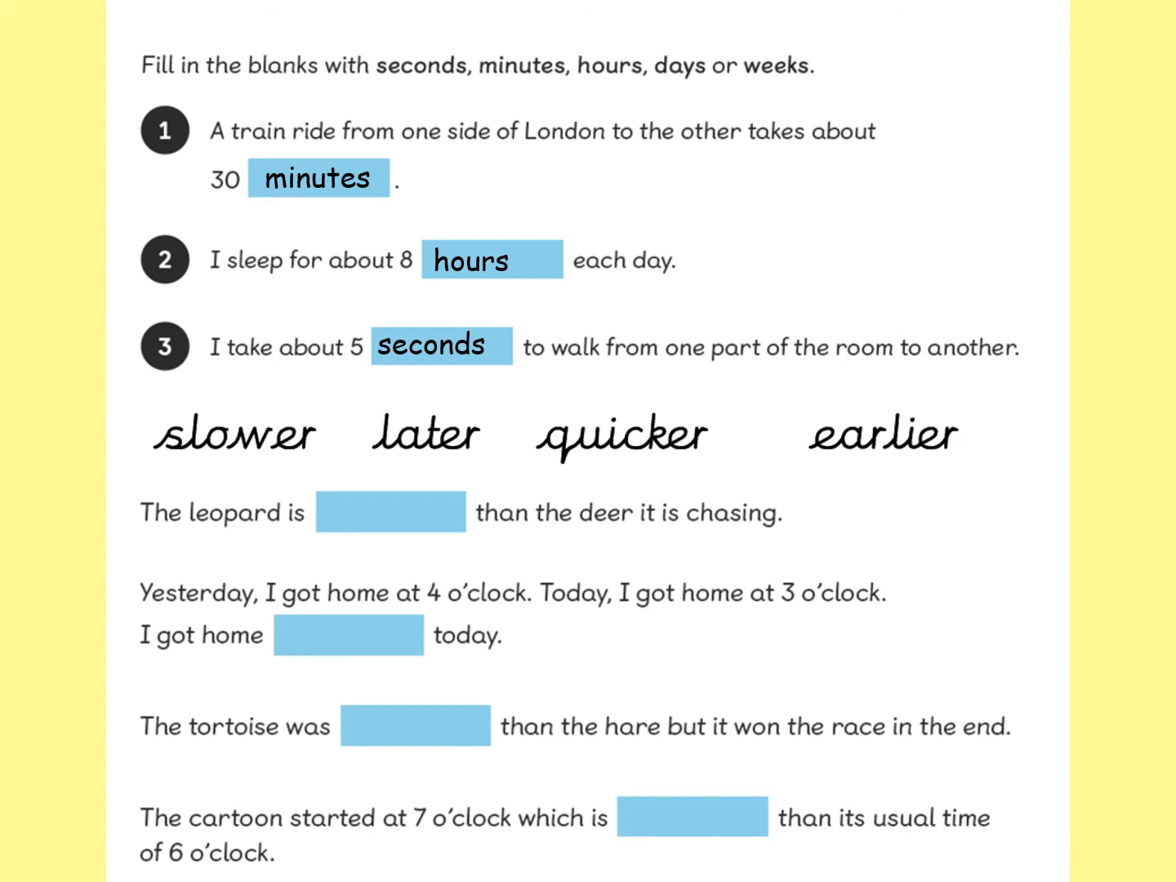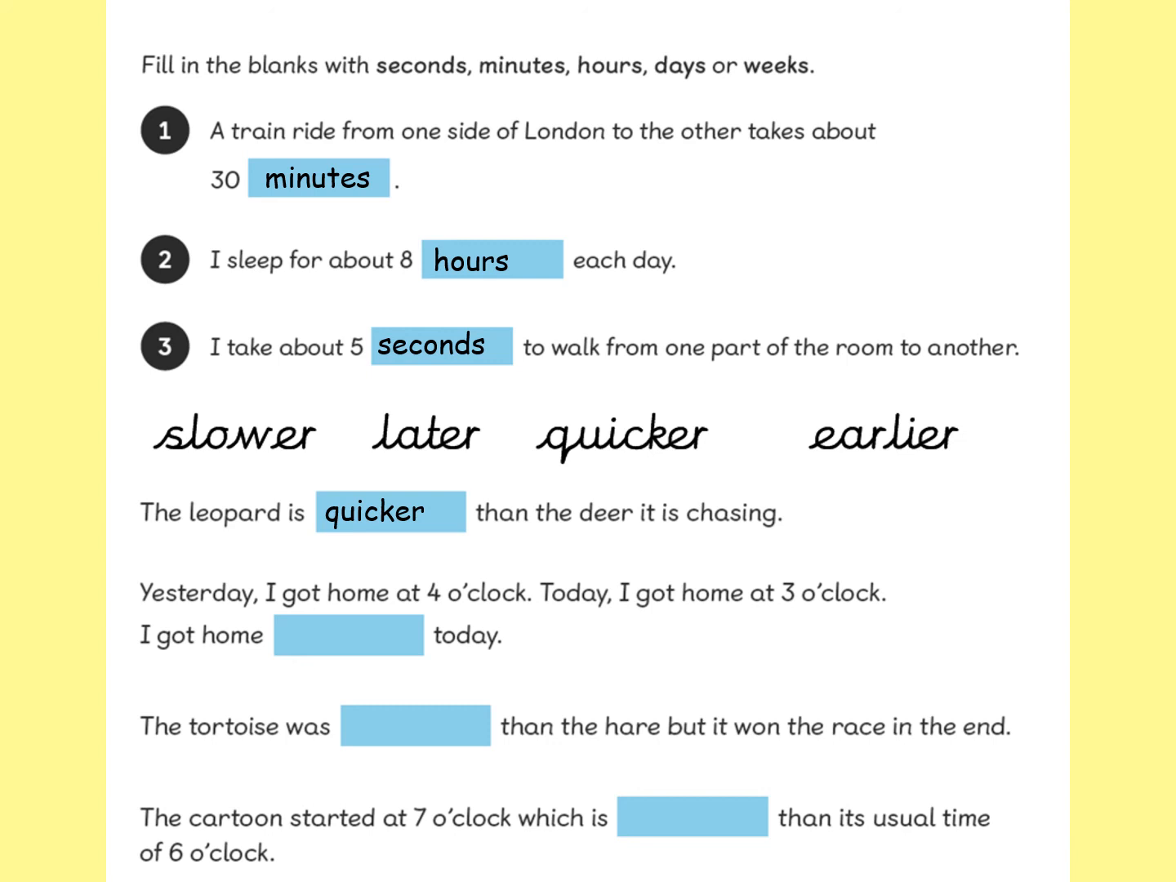Right, let's look at the next words that we've been given. We've been given slower, later, quicker, earlier. Let's look at the first one then. The leopard is something than the deer it is chasing. The leopard is slower than the deer it is chasing? Leopards aren't slower. The leopard is earlier than the deer it is chasing? That doesn't make any sense at all. The leopard is quicker than the deer it is chasing, because we know that leopards are a lot quicker.